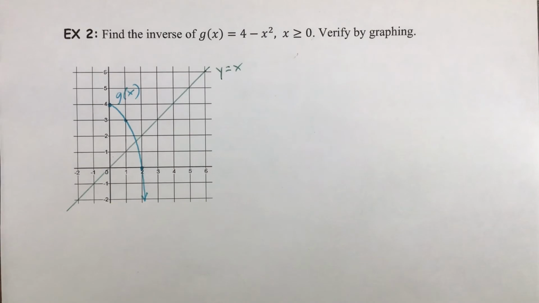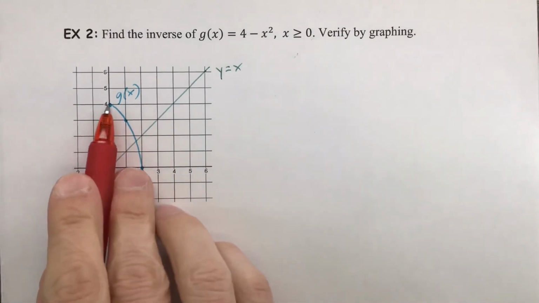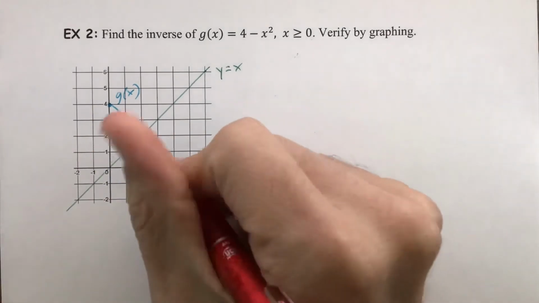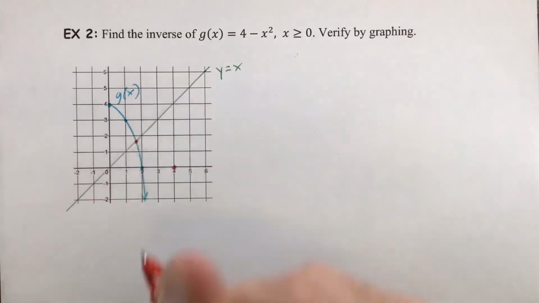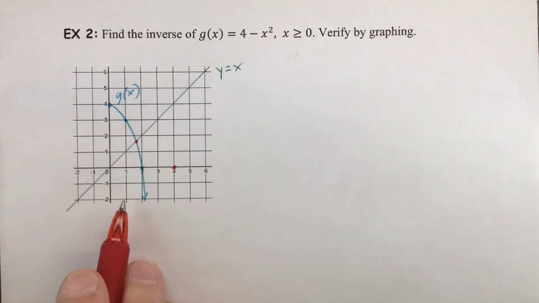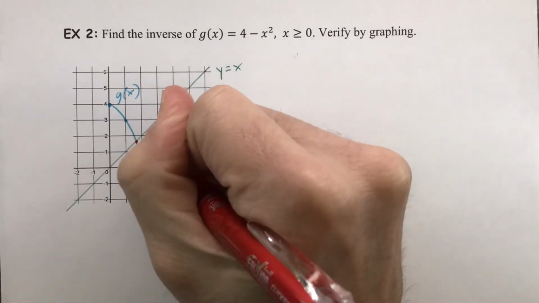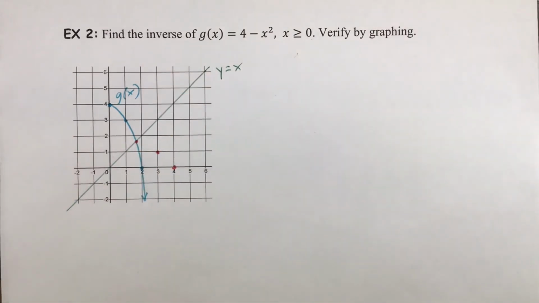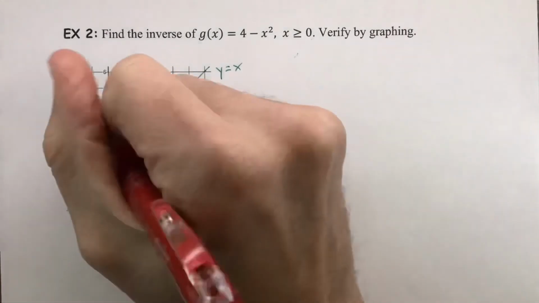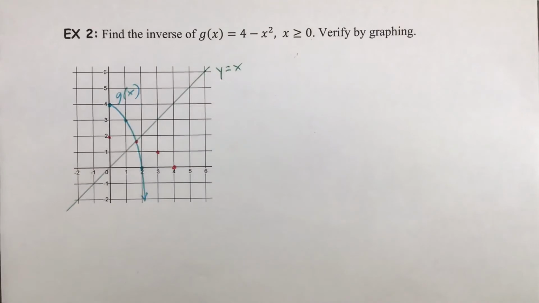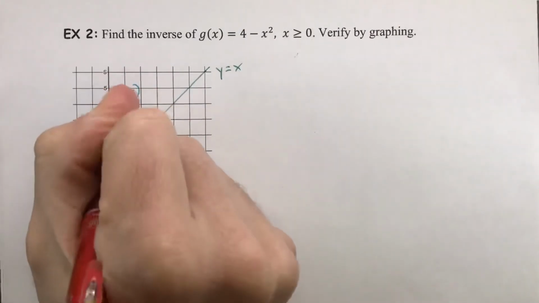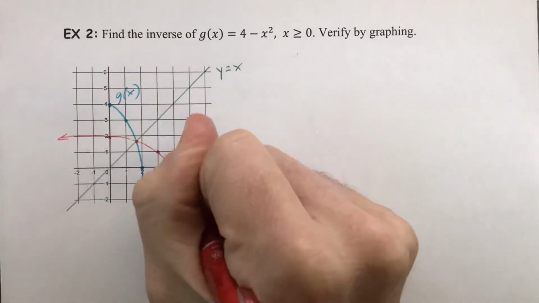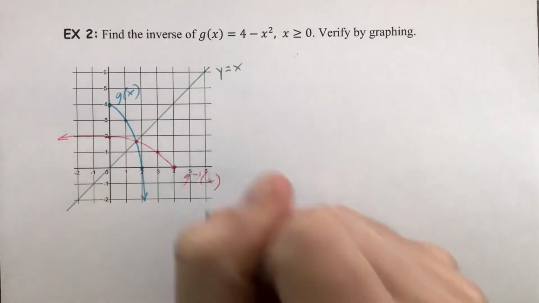Okay, so g inverse of x should be a reflection across that one, which means that this point will end up here. They're going to share that point. This point is going to be here, and that intercept is going to be here. Okay, so here's our graph of the inverse of g of x.